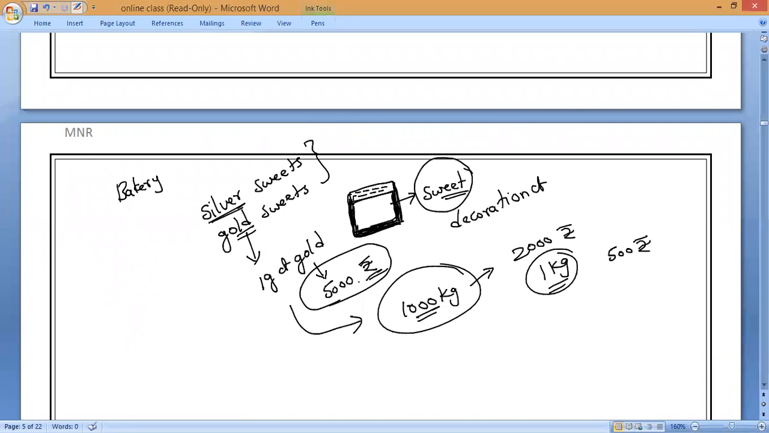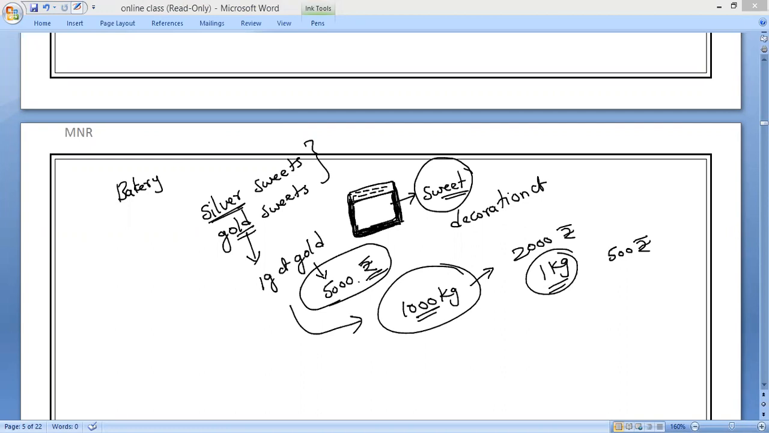So that is the purpose of malleability. Silver and gold are highly malleable, so they can be made into a thin foil because of their high malleability. We can use that in the decoration of what? Silver and gold foils. What do we use them to decorate, guys?